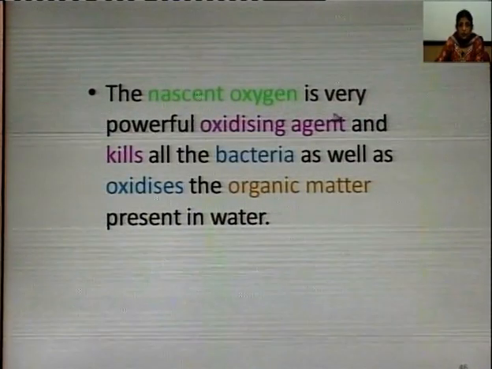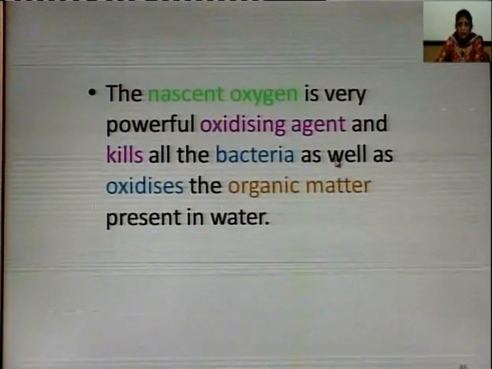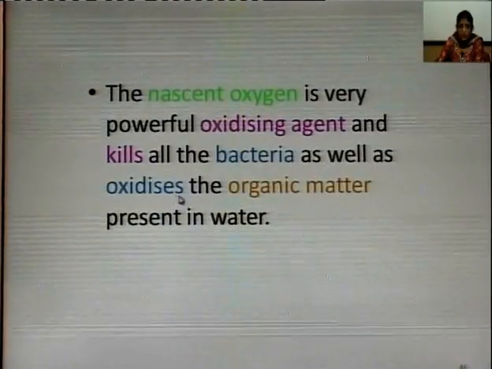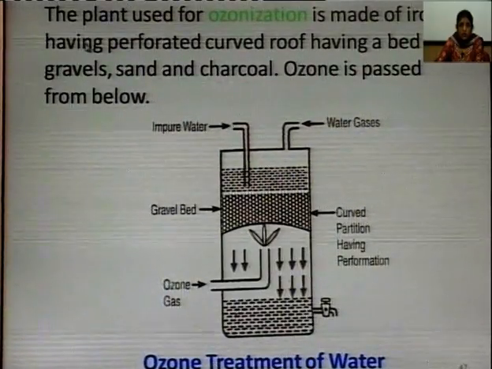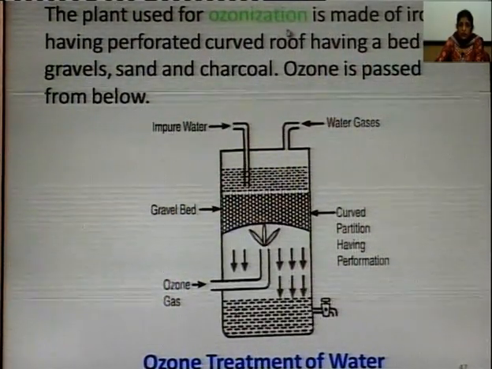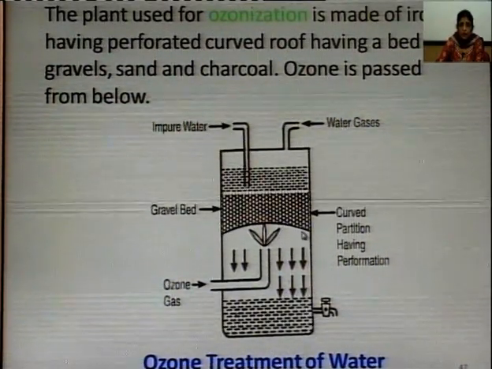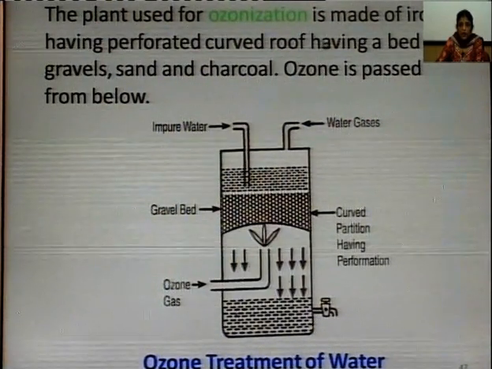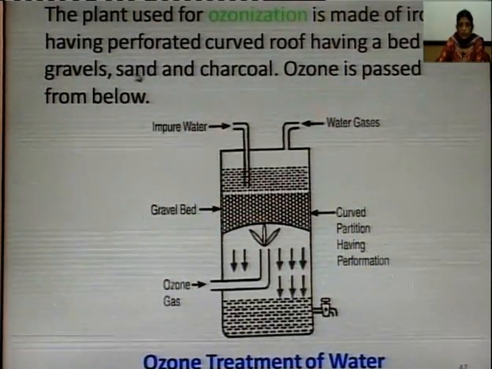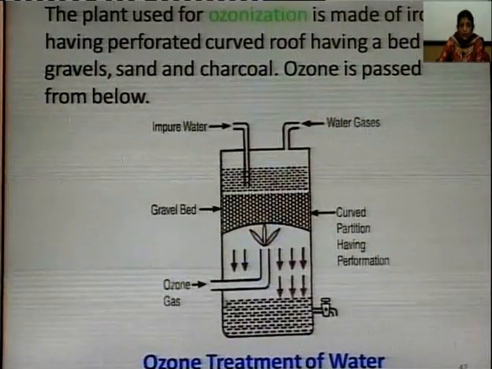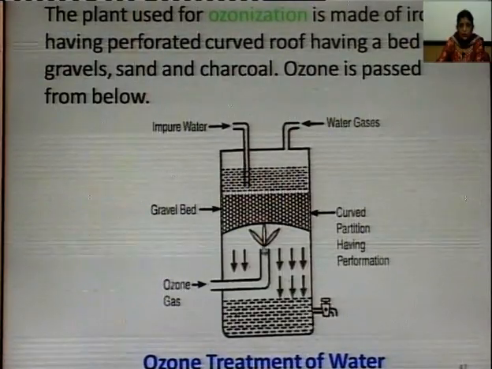The nascent oxygen is a very powerful oxidizing agent and it kills all the bacteria, as well as oxidizes the organic matter present in water. So, this is ozonization. The plant used for ozonization is made of iron. It has a perforated curved roof. This roof is curved and it has a bed of charcoal, sand, gravel, sand and charcoal, and ozone gas is passed from below. So, through this inlet ozone gas is passed.